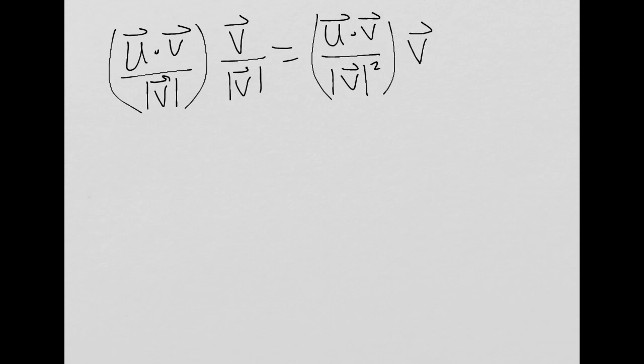So we can write it this way, or u dot v over the magnitude of v squared, all multiplied by v. And this is the projection of u onto v. So a couple of different things we can do with this.